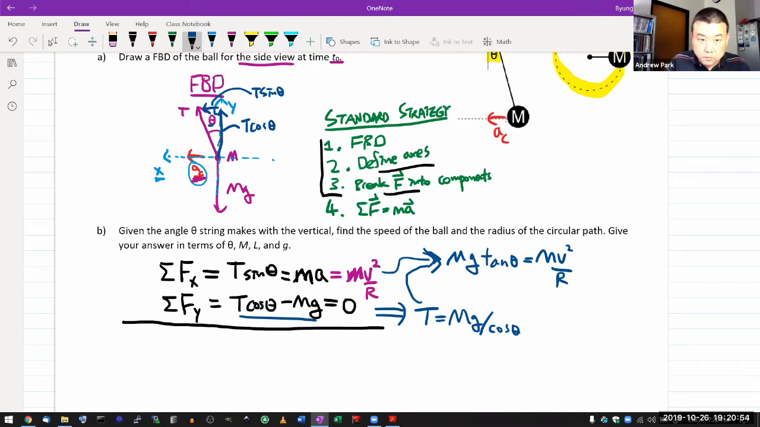So the question was asking, find the speed of the ball and the radius of the circular path. Okay, we are going somewhere, because two of the quantities are those two quantities being asked, v and r. And the masses cancel out. Now the problem here is I only have one equation and I have two unknowns.